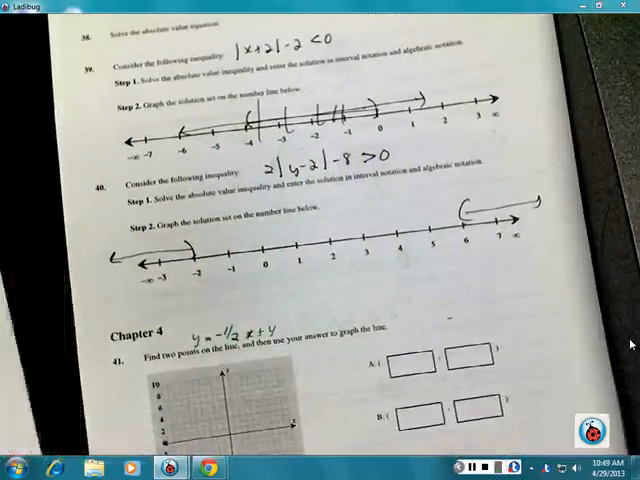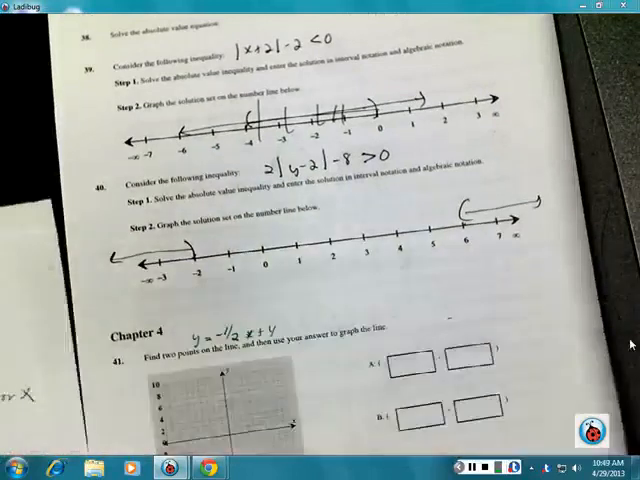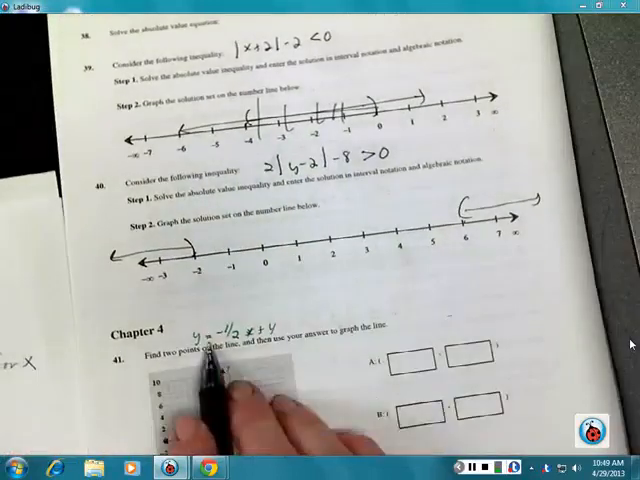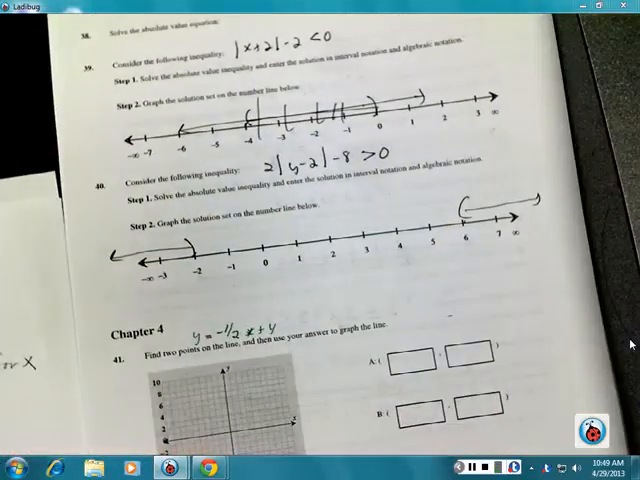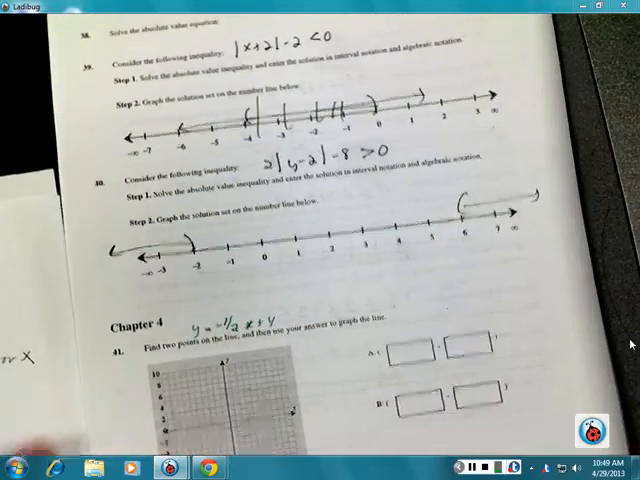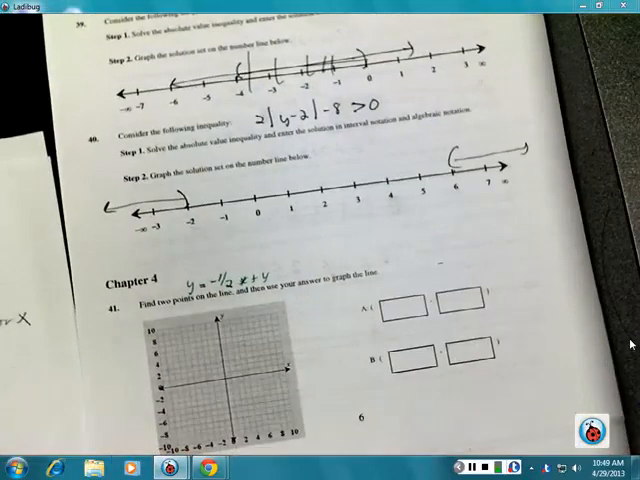Chapter 4 was graphing. This first one is missing its equation, and it happens to be y equals negative 1/2 x plus 4. And so how would I graph it?